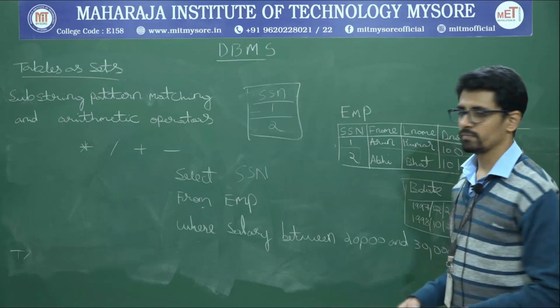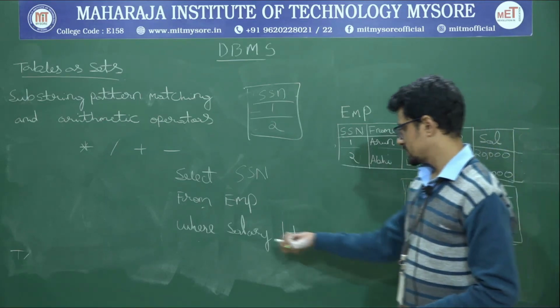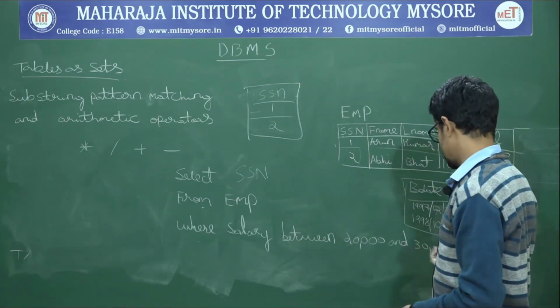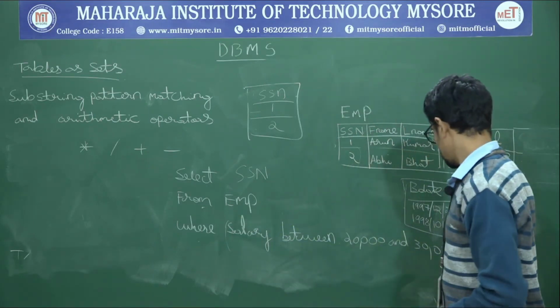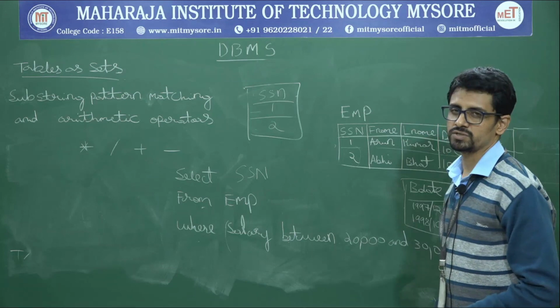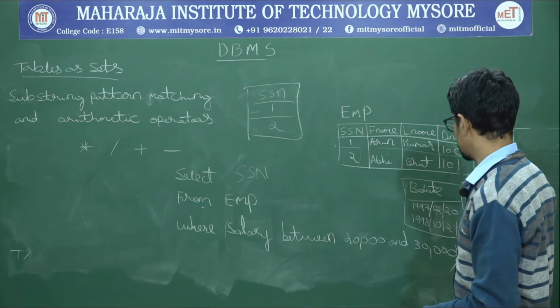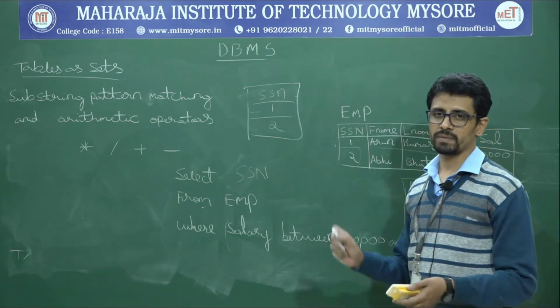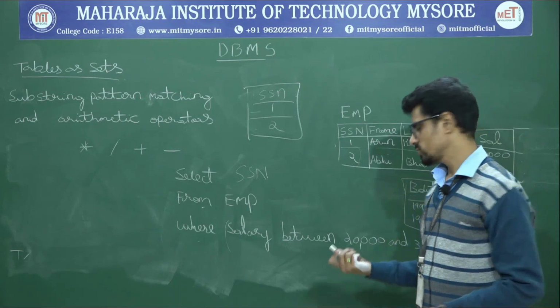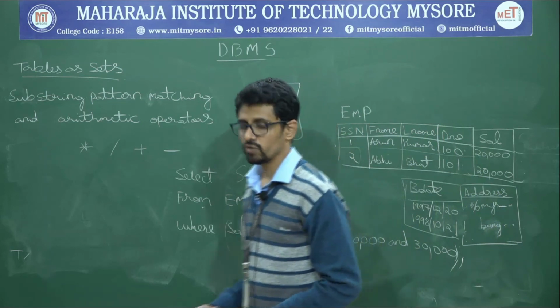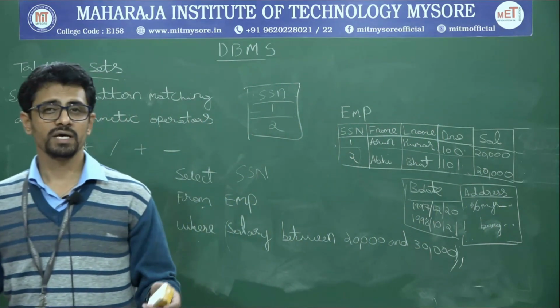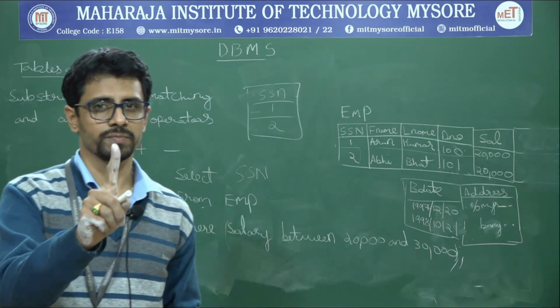And likewise we can have multiple conditions also. Say salary between 20,000 and 30,000, which you can keep within the braces, and you can continue with the conditions, and department number equal to 100. It means I only want to check for department number 100. So you can have multiple conditions by using the AND operator. This is how you use the between operator when you have a set of values for a single attribute.